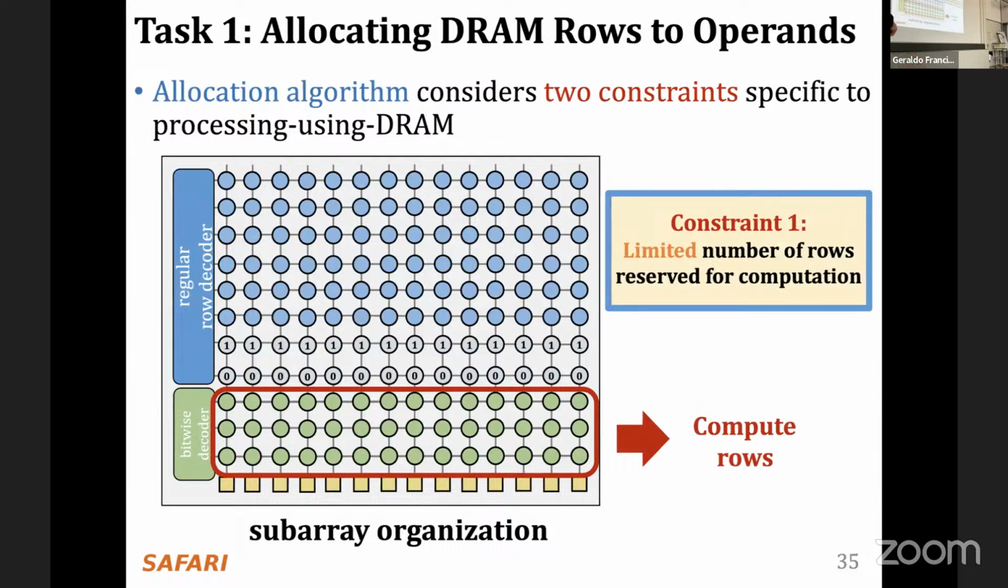The problem that we have over here is that, if you recall from the subarray organization that I mentioned before, we only have really few DRAM rows that are connected to this special bitwise decoder that can activate 2 DRAM rows at the same time. So when you have a graph with many inputs, or many edges, we need to find a way to respect this constraint over here.